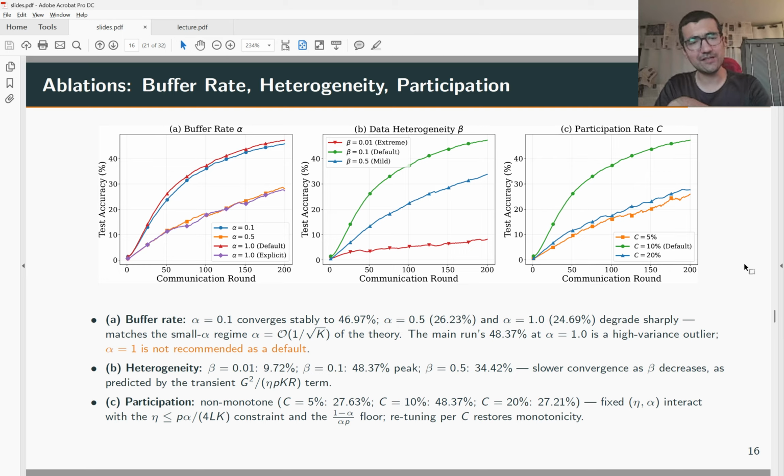And panel C here is the participation, which is non-monotone. 5% gives 27.6, 20% gives 27.2, while the default 10% run reached 48. That looks odd. Shouldn't more clients help? And it deserves an explanation, which I'll sketch on the next slide and detail in the backup.